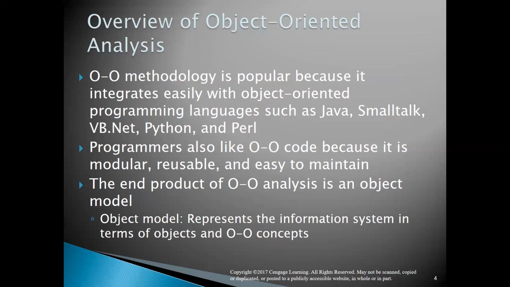That means you can reuse the code. It is easy to maintain, and it is modular. Another word for modular that I could think of at the moment is scalable or flexible. And with the implementation of object-oriented methodology, you generally come up with the end product called an object model. The object model represents the information system in terms of objects and object-oriented concepts.